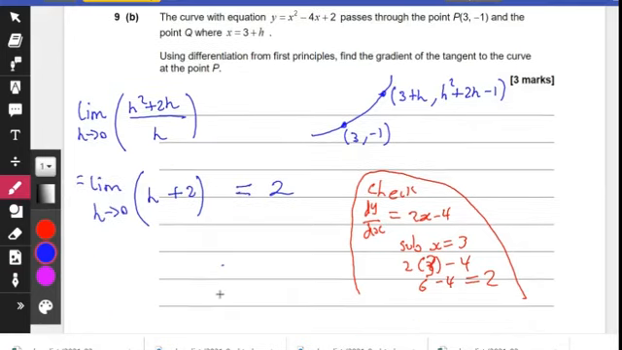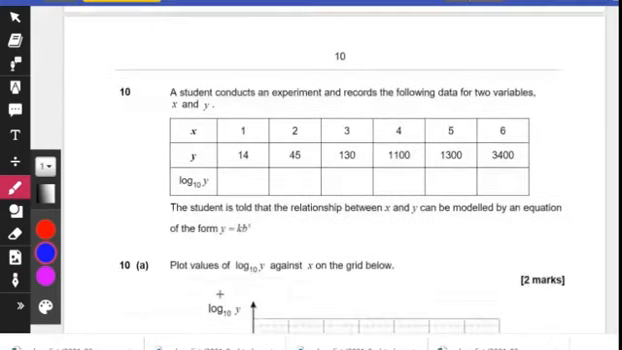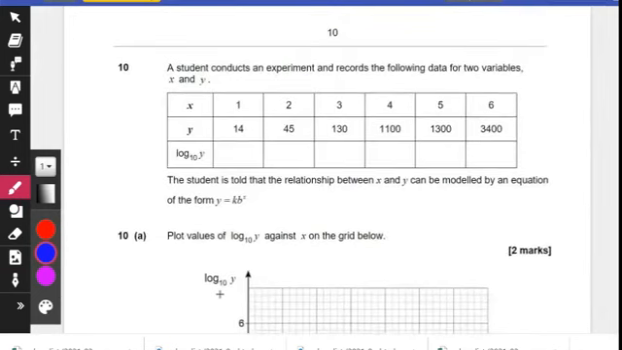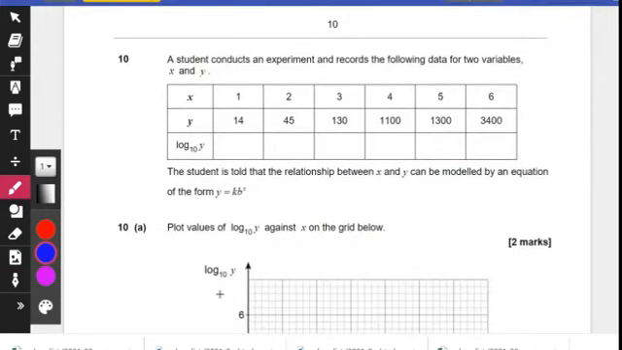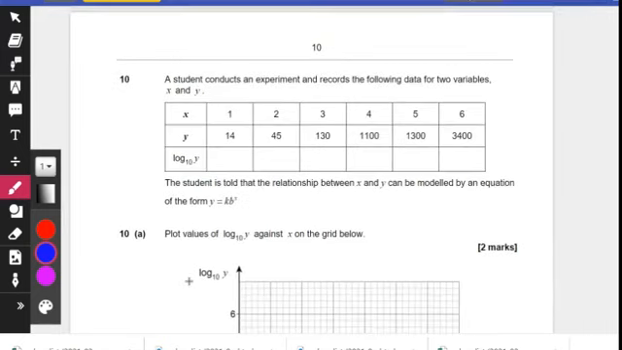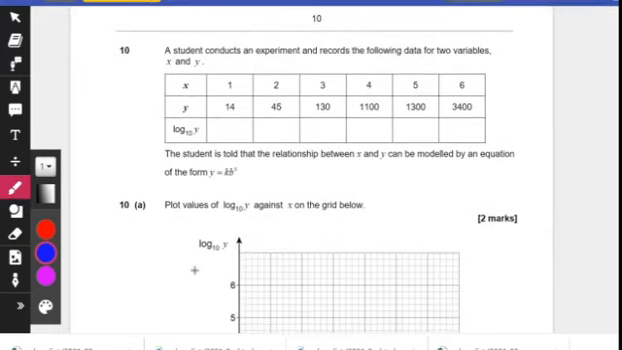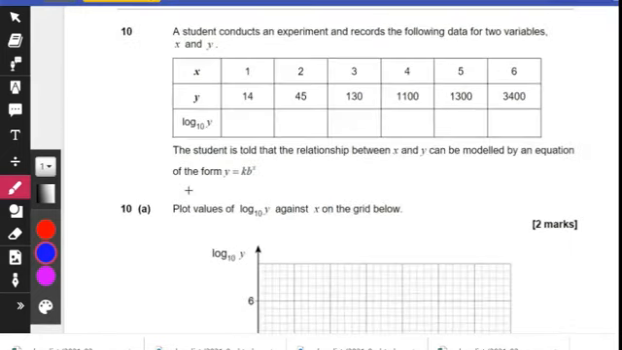Okay, so let's go to number 10. I know this one was a bit of a long question. I will need help from people because, again, I do not have a calculator, so I need to know numbers. So it's asking us to plot values of log to the base 10 of y against x on the grid below. Conveniently, they've given us the table of values, so we're going to work out what these values are.